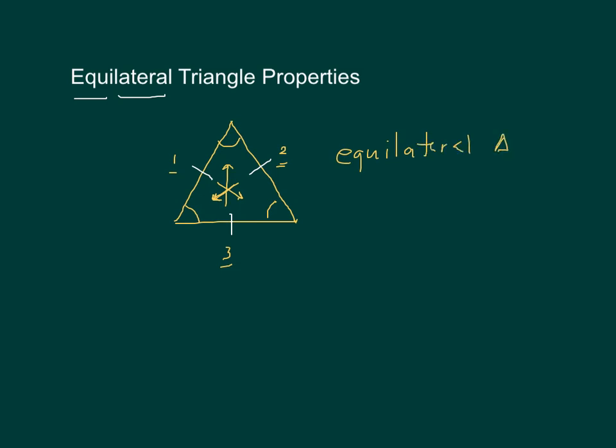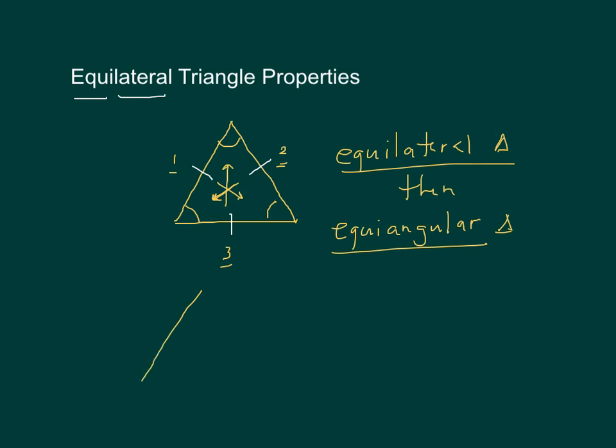So if we have an equilateral triangle, then what other kind of triangle do we also have? And looking at the angles, can we classify it? Yes, if it's an equilateral triangle, then it's also going to be equiangular. So all equilateral triangles are also equiangular triangles. And if a triangle is equiangular, that means all three angles are equal.